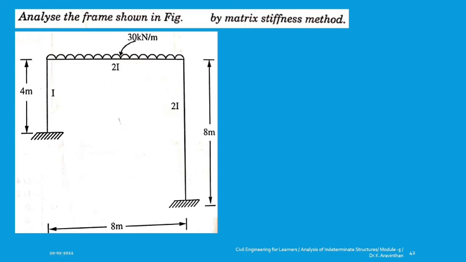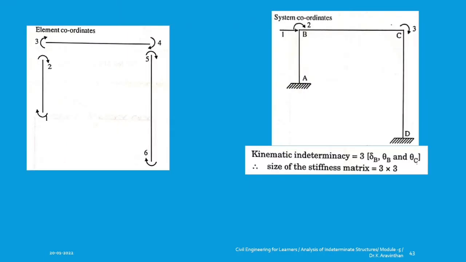So this is one part, and you will be having a sway, and this is also a kinematic indeterminacy. So totally you will be having 3 kinematic indeterminacies in this problem. And what are they? Here the element coordinates are written. You have 3 elements, 1 beam and 2 column elements, and you have 6 nodes here. When you draw the system coordinates, how many kinematic indeterminacies are there?